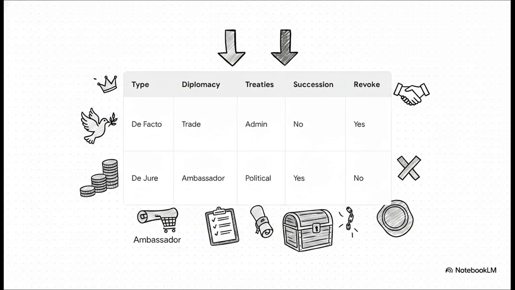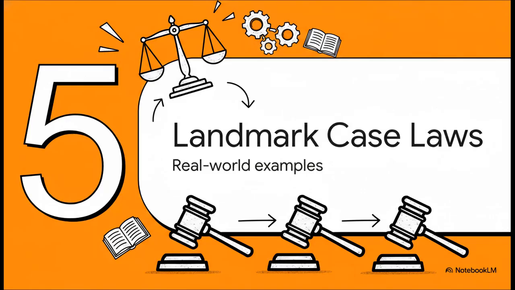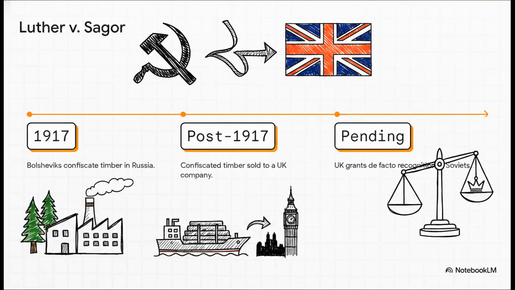It can be withdrawn if the government loses physical control. De jure, that is permanent and cannot be revoked. Which brings us to Section 5, Landmark Case Law Examples. Okay, let's get into the real meat of any law exam, the case law.